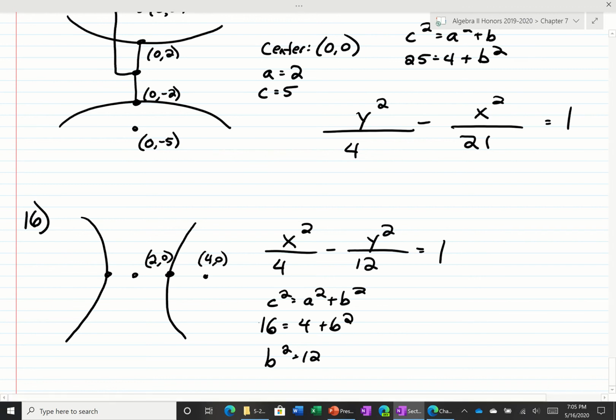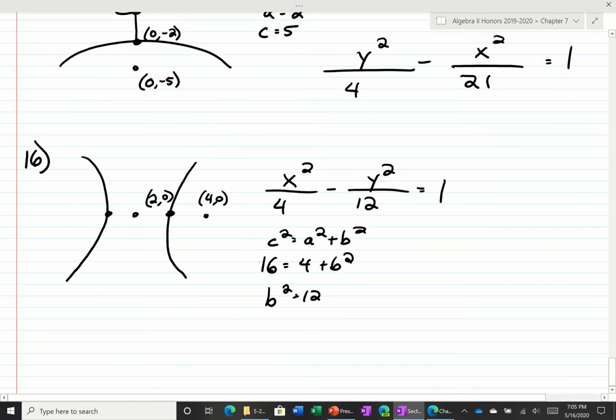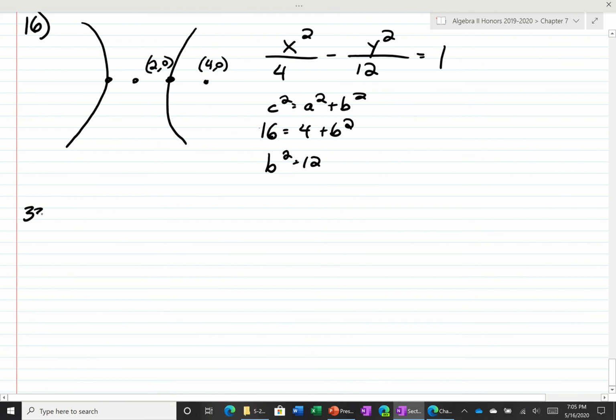16, 17, 33, 35, and 38. So 33. 35 and 38, okay. 35 and 38 are pretty easy. Let's take a look at 33. 33, it says we have y squared minus 3x squared plus 6y plus 6x is equal to 18. So we'll rearrange.